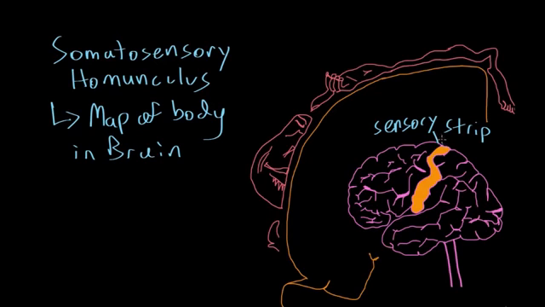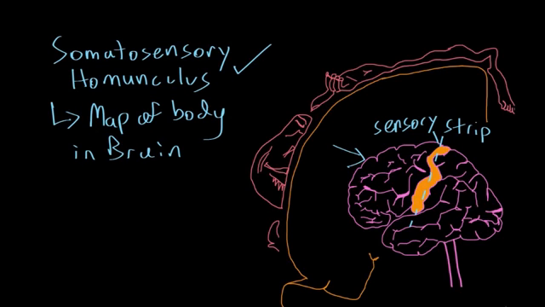So if we were to actually take a cross-sectional look at the sensory strip, so if we cut the brain just right down the middle and kind of looked at it this way, what we would see would be this large orange structure that I drew here. So this orange structure is basically just the sensory strip, and we're looking at it this way if we cut it right down the middle. And so as I mentioned before, this sensory strip contains a somatosensory homunculus. And the somatosensory homunculus is basically a map of the body in the brain.